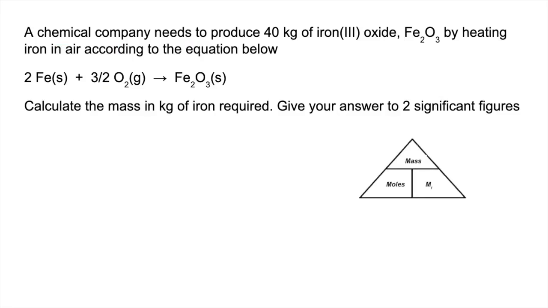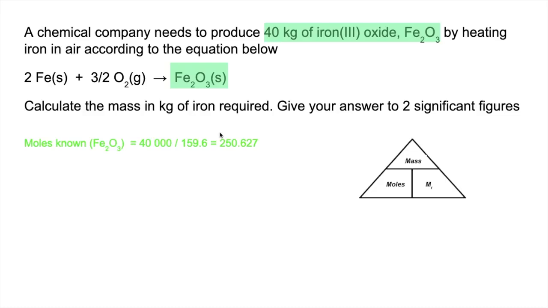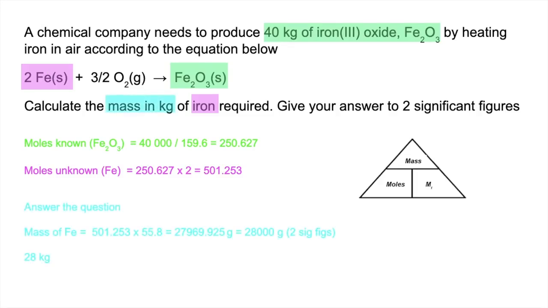So final question, there's the mass moles MR triangle again. Known chemical, 40 kilos of iron 3 oxide. So we've got to put those kilograms into grams first, divide by the MR, and we get that many moles of iron 3 oxide. Remember the full numbers in the calculator. This time we're going backwards, so we need to double that to get the moles of iron, which is our unknown chemical. And then we need to calculate the mass in kilograms to answer the question. So that's moles times MR. That's going to give us an answer in grams at first, and then we just need to convert to kilos in this case by dividing by 1,000. So the answer was 28 kilograms.